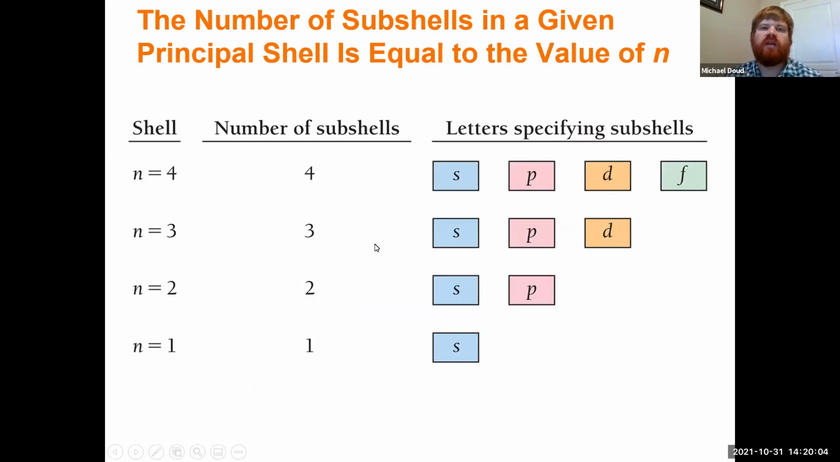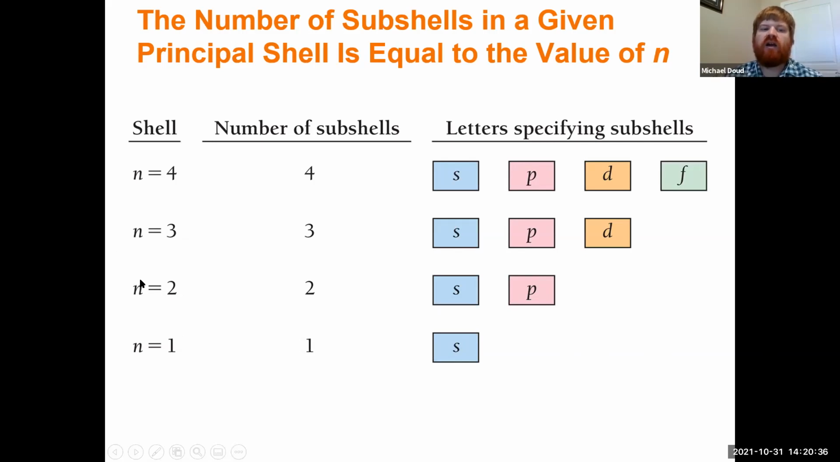Okay, all right. Now, the number of subshells in a given principal shell is equal to the value of n. Again, that's our principal energy level. So in other words, if you have the lowest quantum number, 1, you only have one subshell, meaning that the only subshell that exists is the 1s subshell. So the first electron is going to go into the 1s subshell. Now, that means there is no 1p, 1d, or 1f. Those simply do not exist.